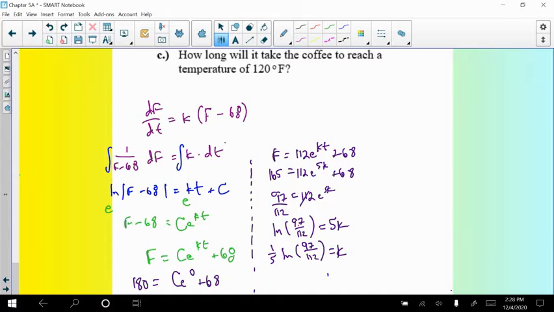So I'm just going to type this in right now, just so I have that stored in my calculator. Divided by 112, natural log, and then divide by 5. So the first few decimals you should have is negative 0.028, and there's like a 7575786. It keeps going. Equals k.